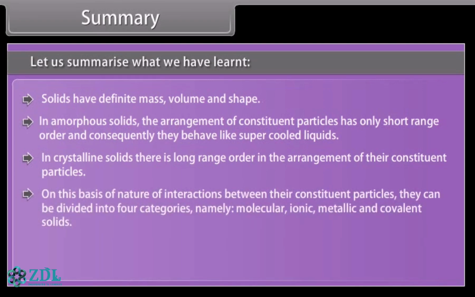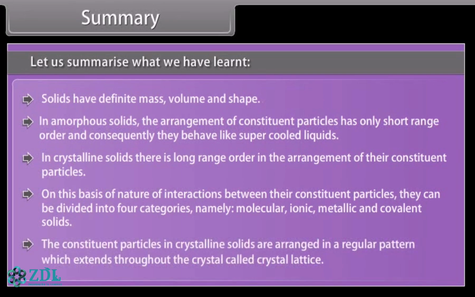On the basis of nature of interactions between their constituent particles, they can be divided into 4 categories, namely molecular, ionic, metallic, and covalent solids. The constituent particles in crystalline solids are arranged in a regular pattern which extends throughout the crystal, called the crystal lattice.